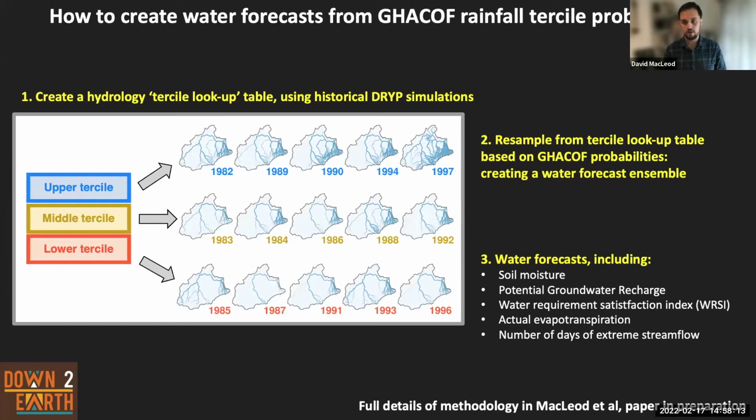Now that we've got an ensemble, we can use that to proceed to step 3, which is to create water forecasts. We can then calculate probabilities of any kind of hydrological event based on variables which are only limited by what we can take from DRIP, and DRIP simulates the whole range of hydrological processes. So we can look at soil moisture, potential groundwater recharge, WRSI, evapotranspiration, and we have daily and sub-daily stream flow. So we can even look at flood risk variables.